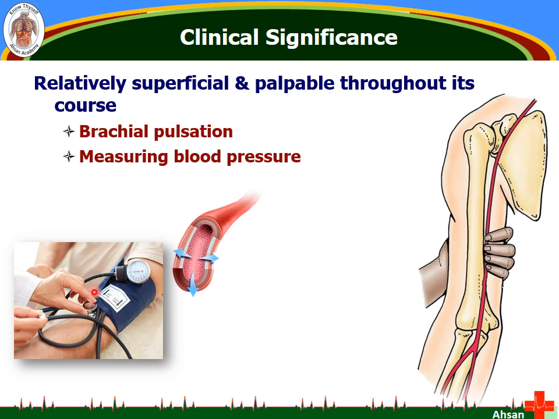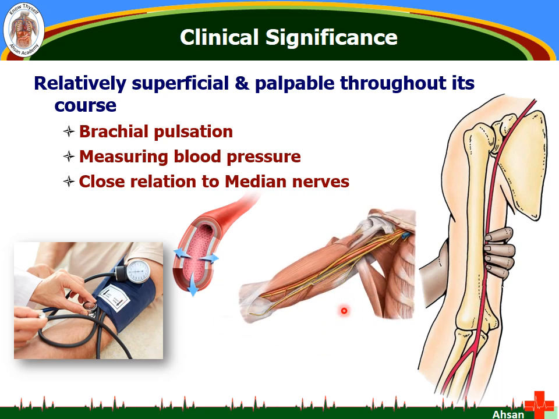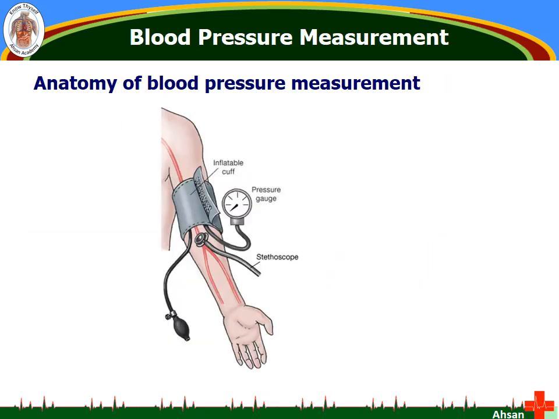While measuring blood pressure, we use a cuff around this lower part, and we can hear the sound by placing the stethoscope. We should remember one point: it is very closely related to the median nerve, and if we inflate the cuff more, the pressure will be more and can cause pain. We can also feel the pulse here, at the medial end of the biceps brachii muscle.